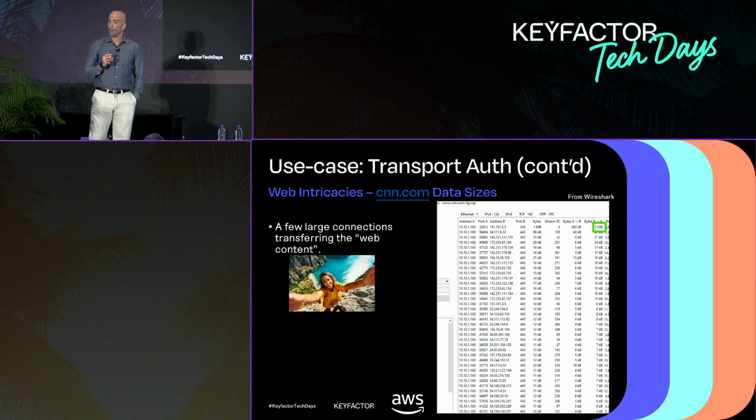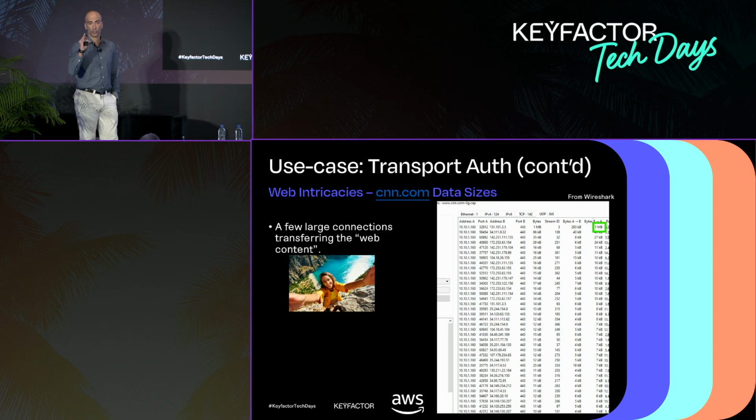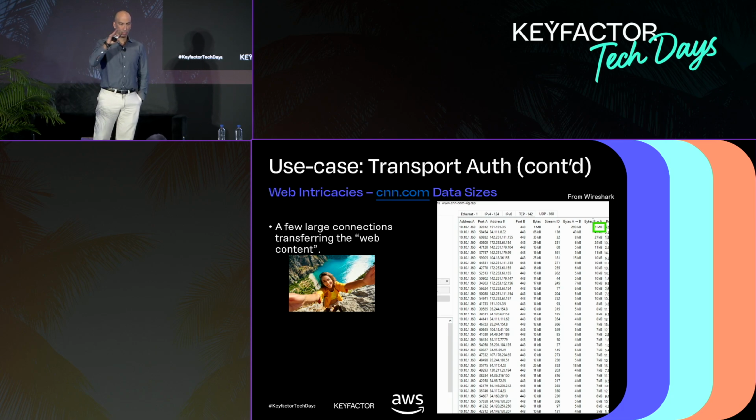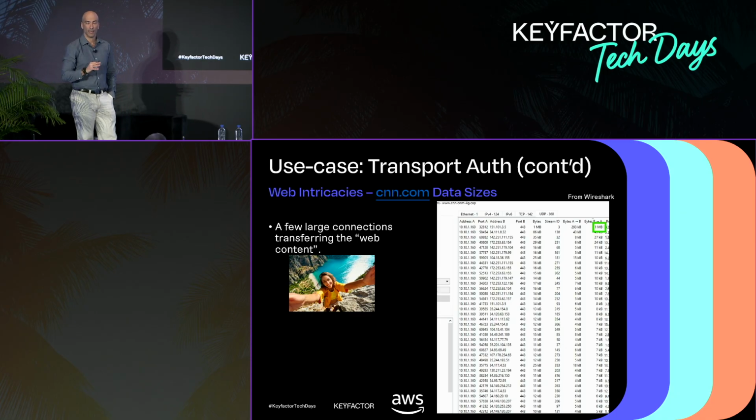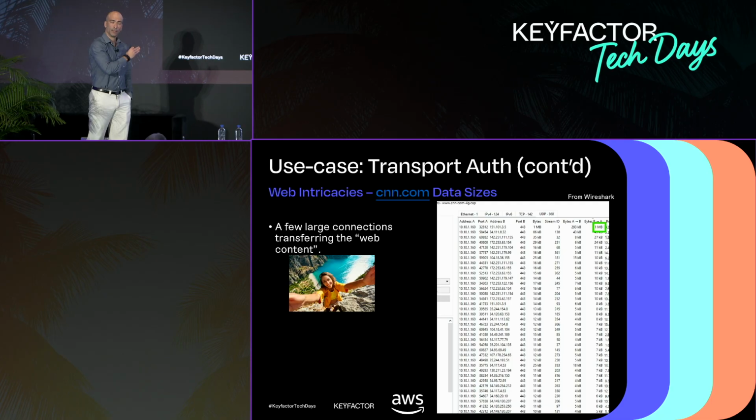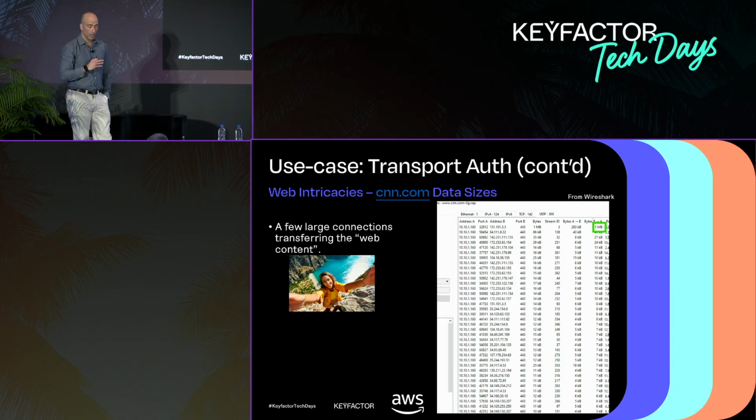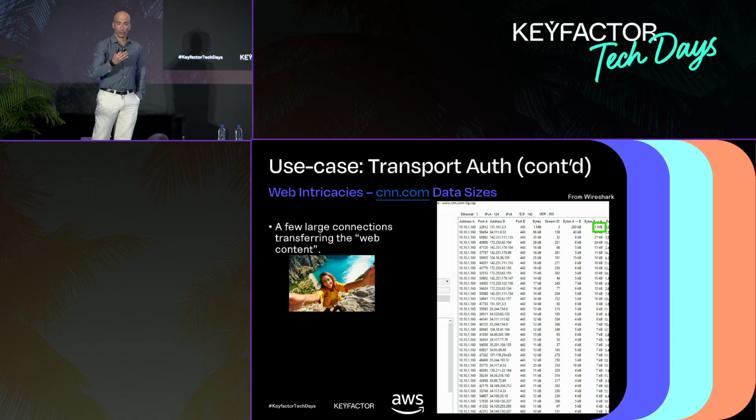So you see there, CNN.com has a bunch of connections, and the top one transfers 1 megabyte. So the top connection for CNN.com that transfers images, text, JavaScript, all things like that, had 1 megabyte in that connection. So will 10 or 15 extra kilobytes for MLDSA really affect the connection that transfers 1 megabyte? Probably not, right? Because 1 megabyte is a lot. So the top connection will not matter.